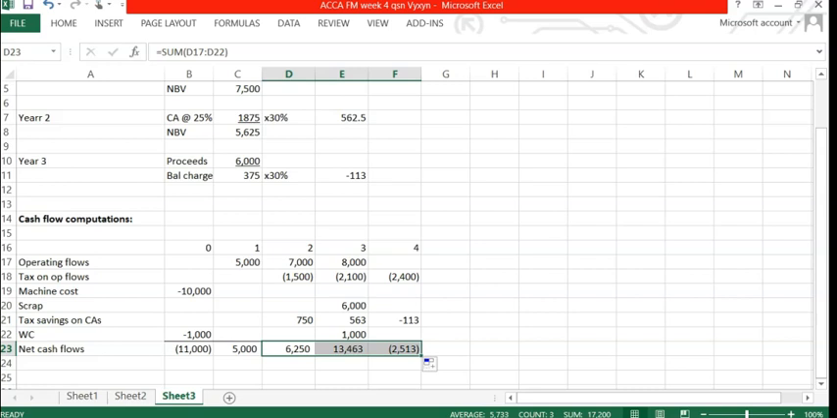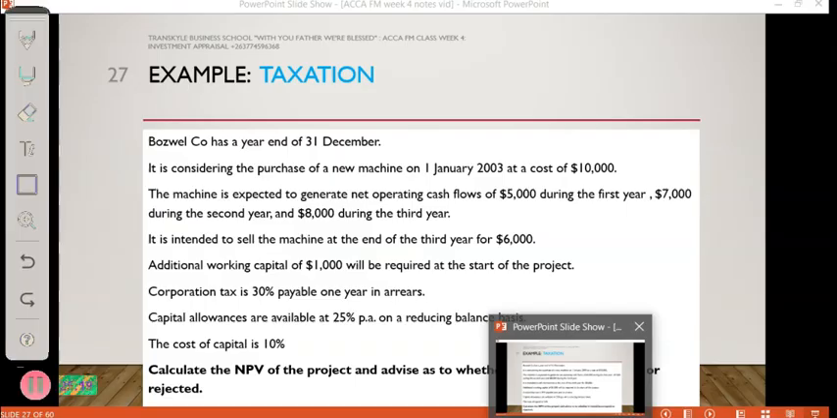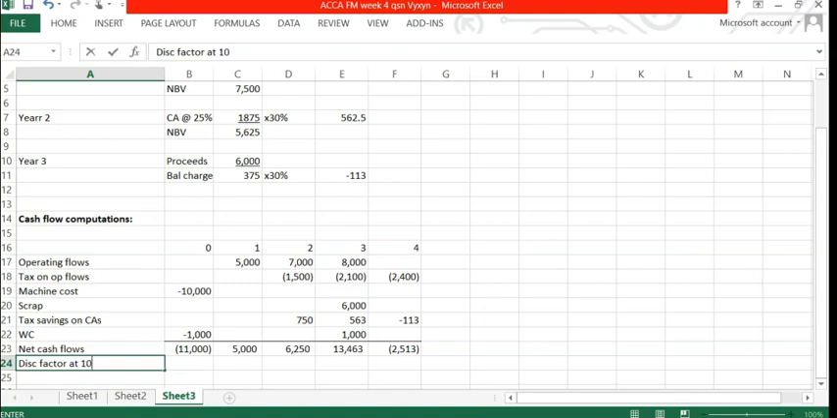Then we move on to, because we are given the cost of capital there, the discount factor. At what rate? What is the rate from the question? The question is saying 10%, so discount factors at 10%. We can use our tables, or we can just compute that using our Excel spreadsheet.